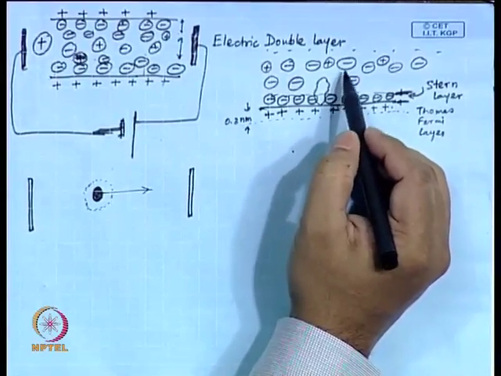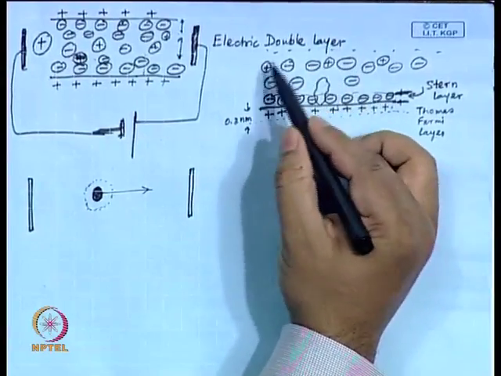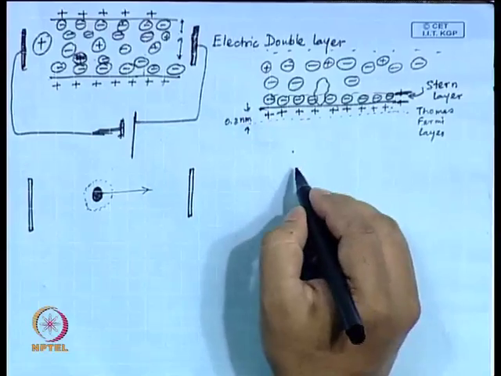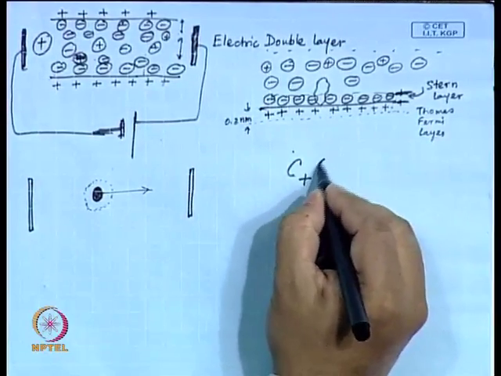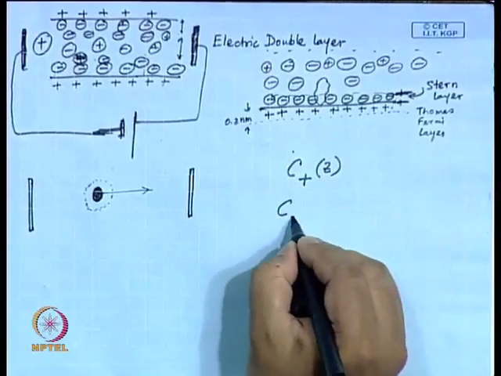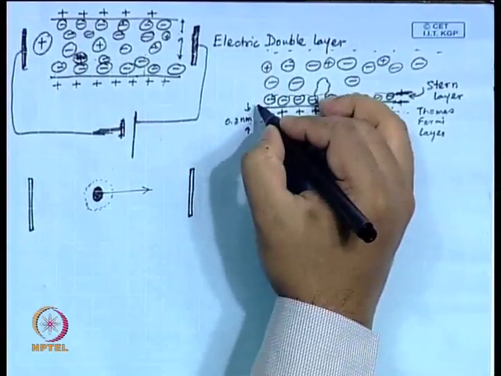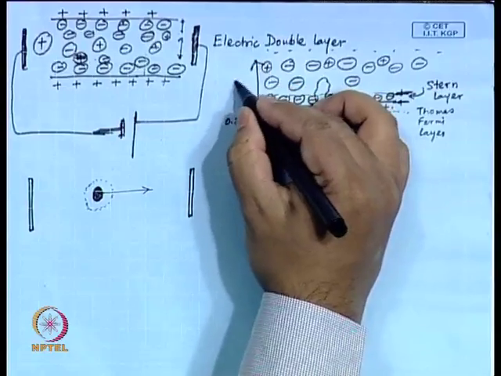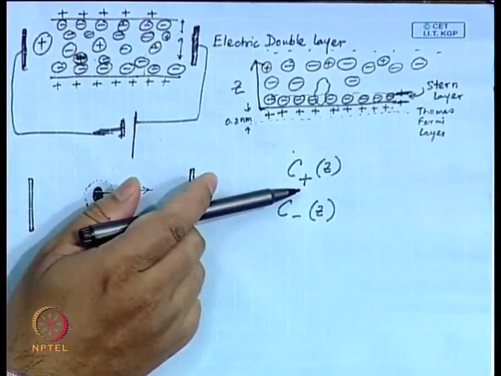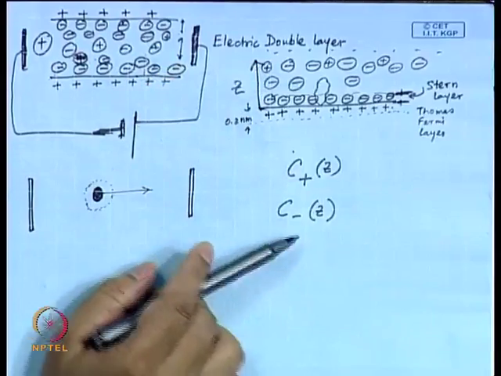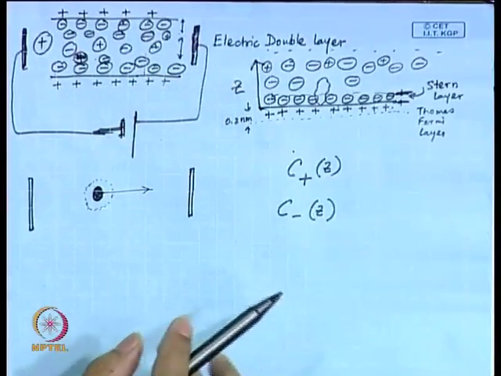What I will do in the next class is I will start writing the governing equation that defines the concentration of plus ions, C plus as a function of Z, and C minus as a function of Z. What is Z? Z is the distance from the wall. So, how the plus concentration changes with Z and how the minus concentration changes with Z, because this information is very important.